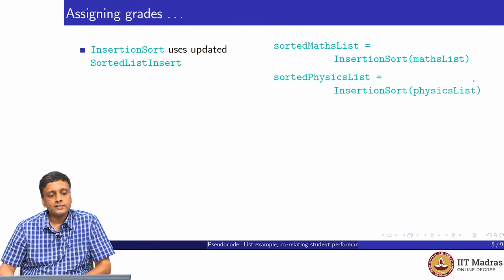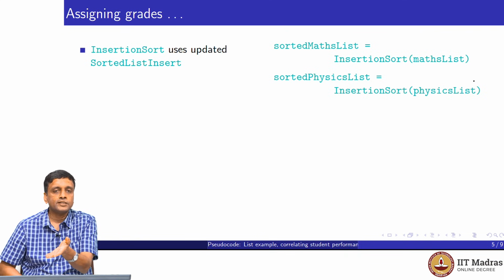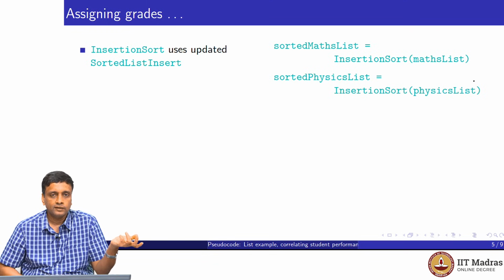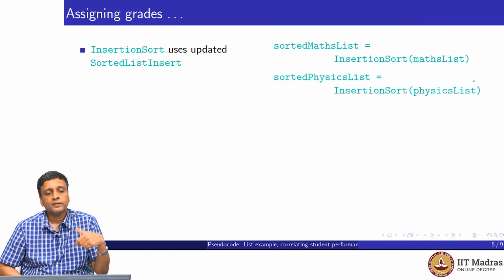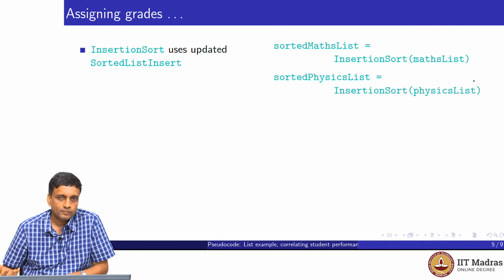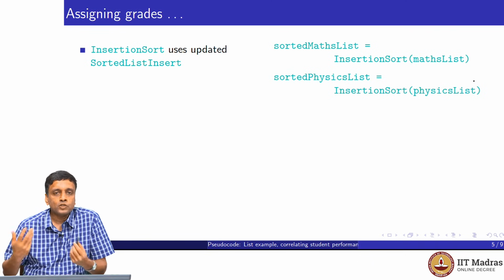So once we have done this, now we have built this maths marks and the physics marks by calling that build marks list procedure. So then we can use this insertion sort, the usual insertion sort, but with the new insert function. That insert operation is updated to use last instead of just x, right? So insertion sort using this updated sorted list insert will give us a sorted maths list and a sorted physics list.